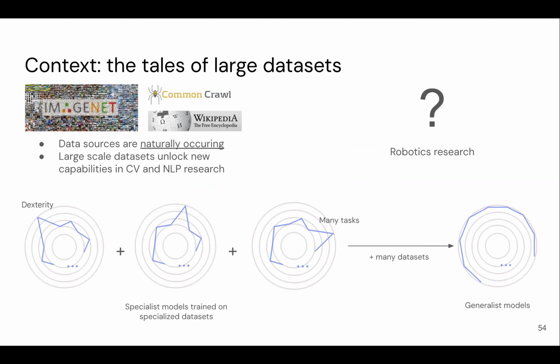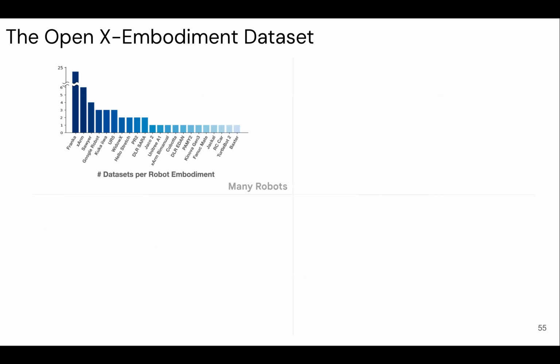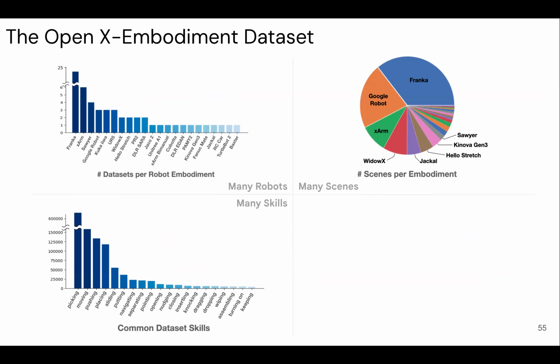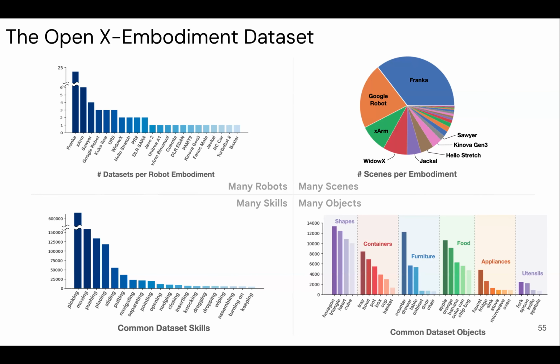And if you look at what's happened on all the other large data sets, usually people go and find them on the internet. They're naturally out there, but robotics doesn't really have this. There's not some large scale data set that exists that we can just go and grab. So we collaborated with, I think it'll say in the next slide, some 60 maybe institutions. We basically created a huge data set with different robotic embodiments, with many different scenes, with a lot of different skills, and with different objects that we're working with.